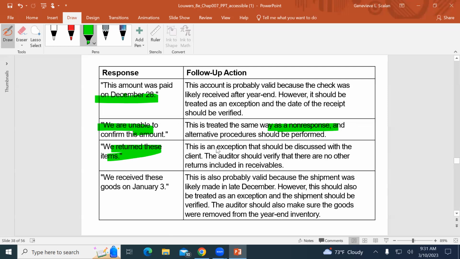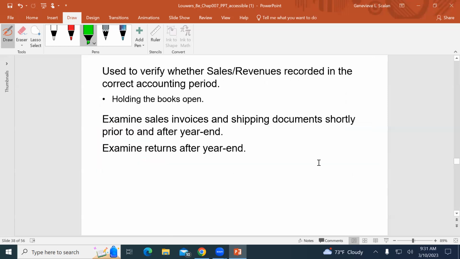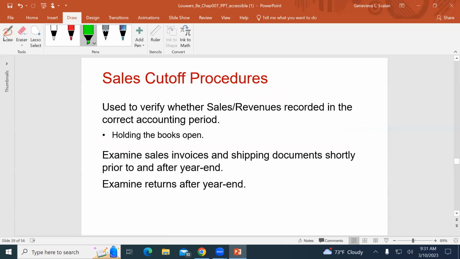We return these, right? Well, then if they returned them, that should have reduced the accounts receivable. They received these on January 3. So again, holiday weekend, if they're saying it's an account receivable, that would have been a receivable as of the date of the shipment. So yeah, if they shipped it on December 30th, would it not have gotten there till the 3rd? Yeah, probably. That's very possible, but you should still double check on that. Sales cutoff, again, in the right period.